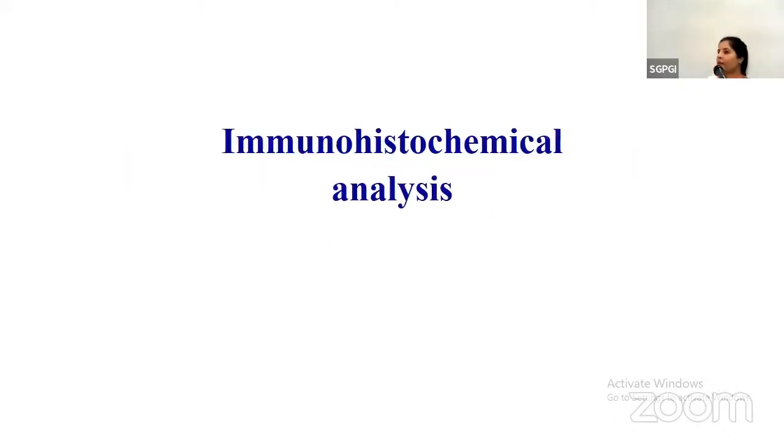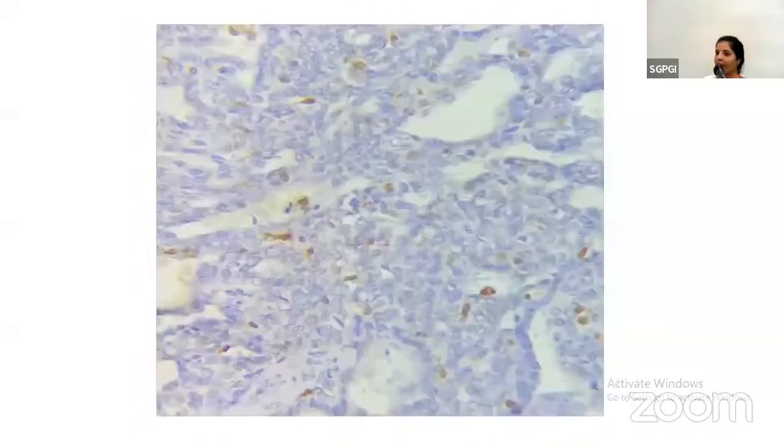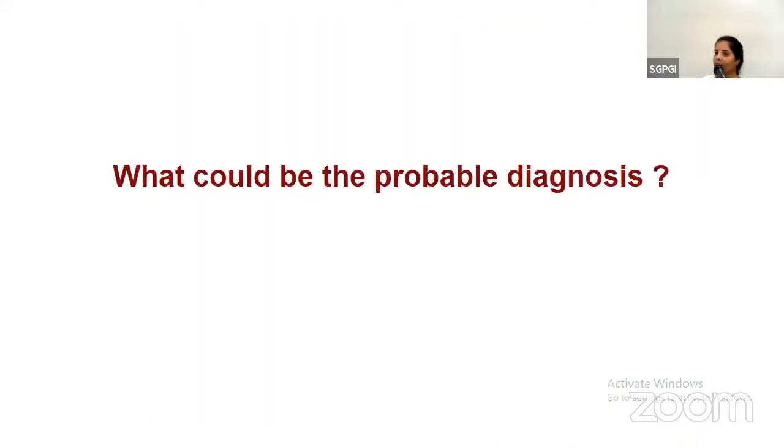So these are the immunohistochemical pictures. Now, this was a surprise that this tumor was thyroglobulin negative. It was negative for TTF1. CK19 was also negative and EMA was also negative. So the IHC itself was a shock. Proper controls were there. The normal thyroid was positive for thyroglobulin and TTF1. The Ki67 index was low, meaning it was less than 5%. So it had a low proliferative index.